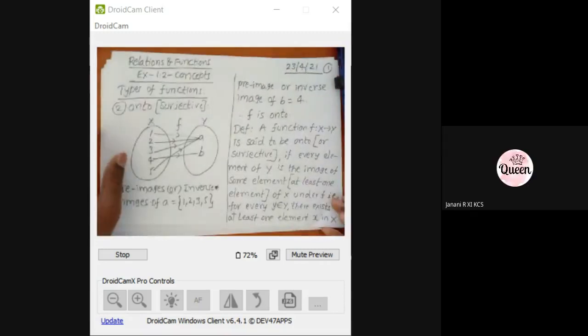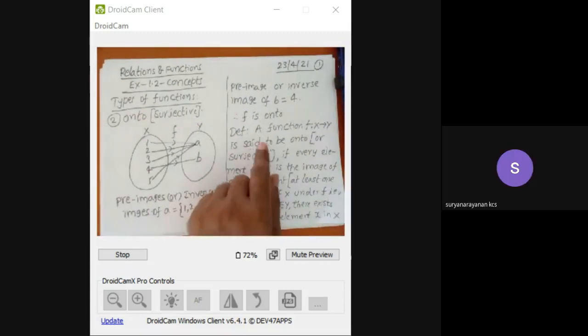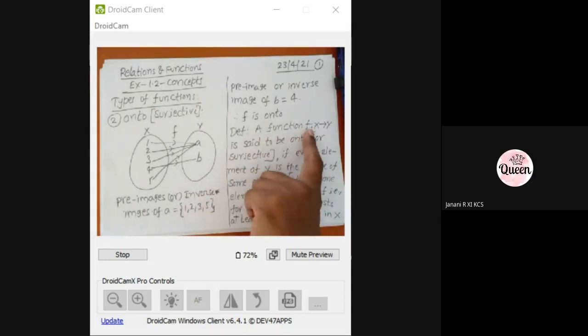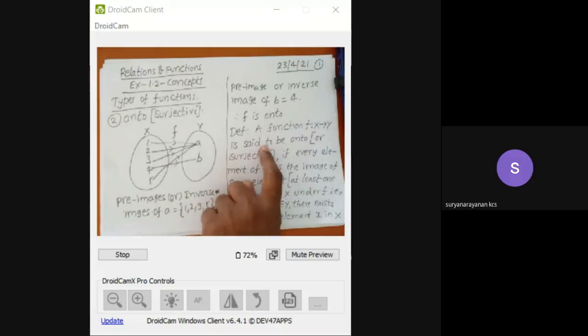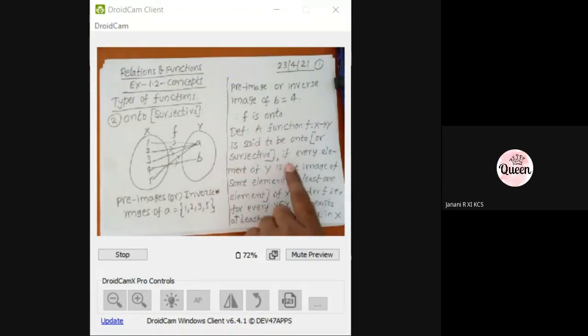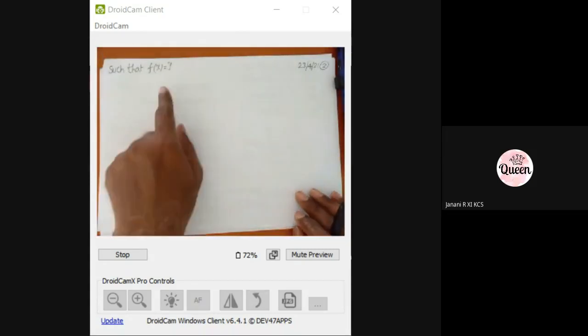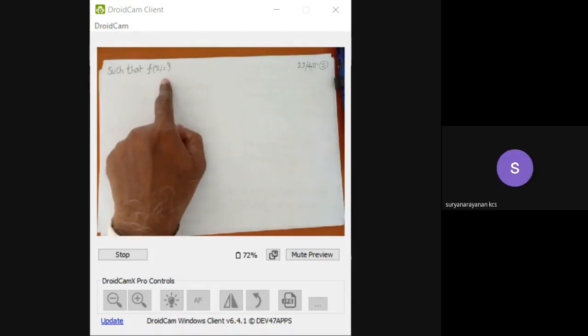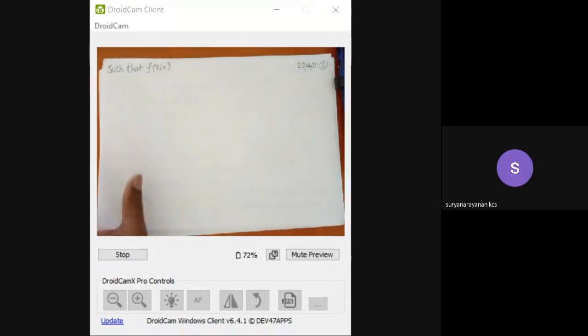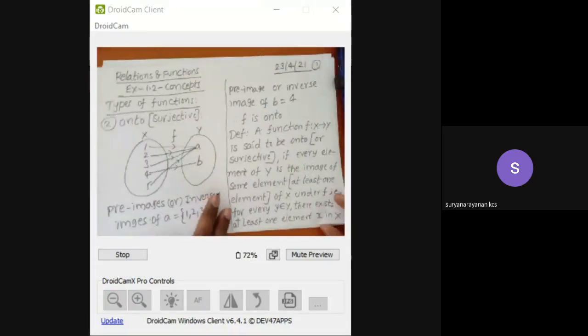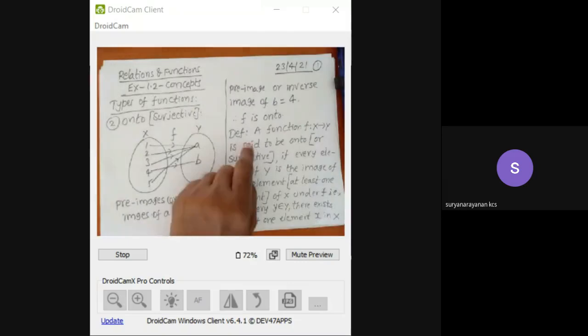Yes, sir. Read this definition. A function f is mapping from X to Y is said to be onto or surjective if every element of Y is the image of some element, at least one element of X under f. That is, for every y belongs to Y, there exists at least one element x in X such that f of x is equal to y. Yes. Staines Johnson, read this definition.